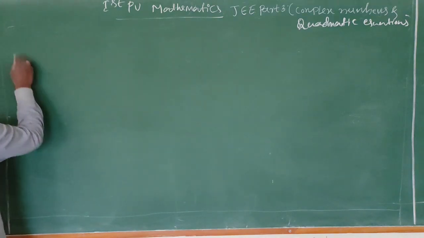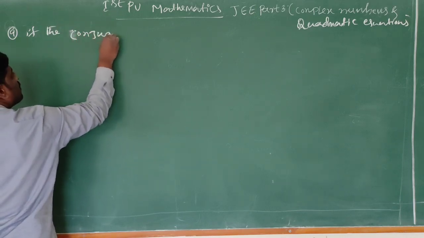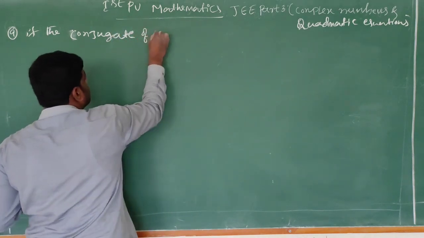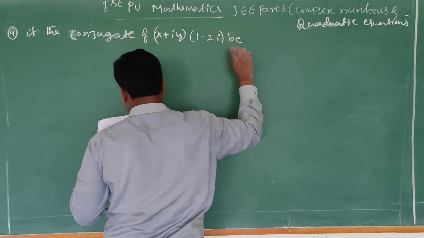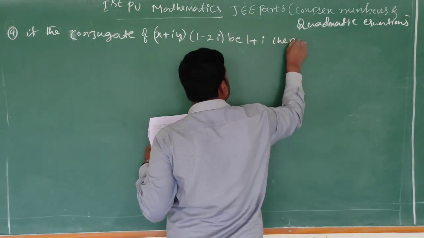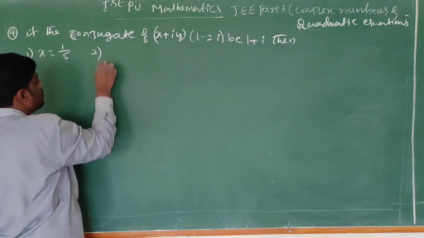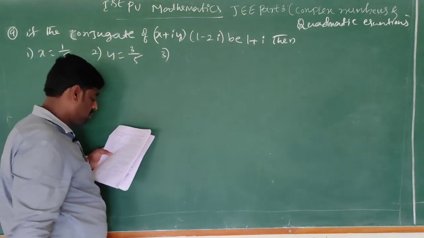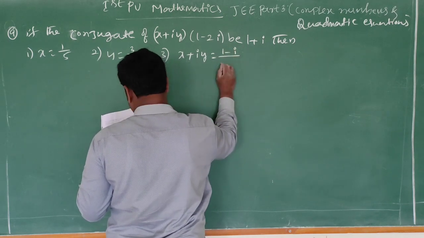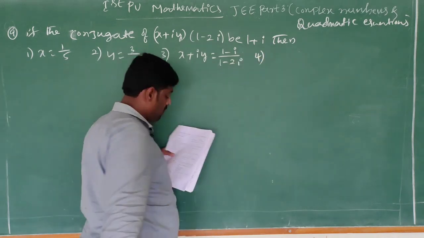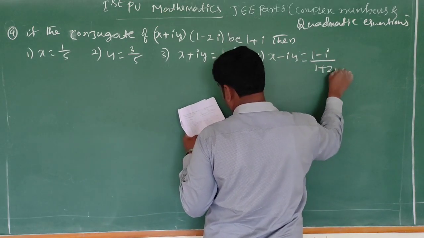If the conjugate of x plus iy into 1 minus 2i be 1 plus i, then: first option, x is equal to 1 by 5; second option, y is equal to 3 by 5; third option, x plus iy equals to 1 minus i divided by 1 minus 2i; fourth option, x minus iy equals to 1 minus i divided by 1 plus 2i.